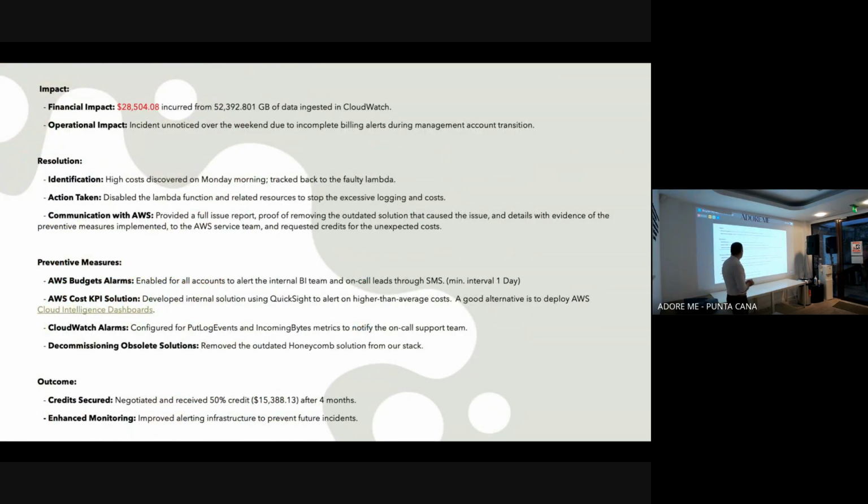So when we came Monday to the office, we saw that the forecast bill was $200,000. And that was because during the weekend, we incurred $28,000 for the CloudWatch ingest. Basically, that Lambda function continuously ran because it was badly designed for that custom integration that I mentioned. And we had no billing alarms because of the management account transition, of course.